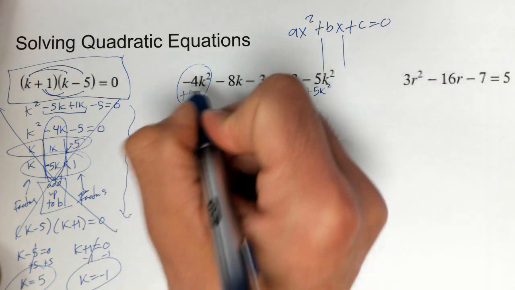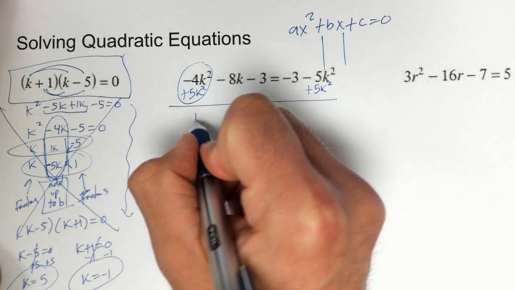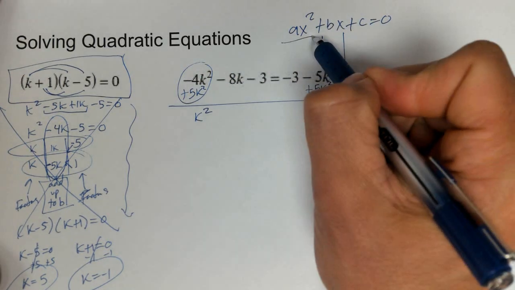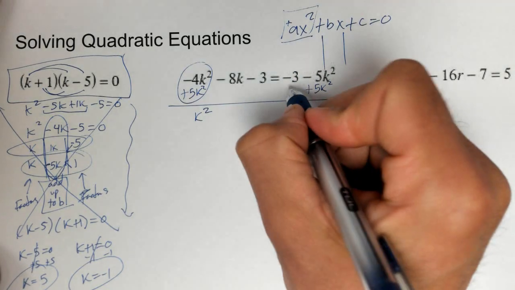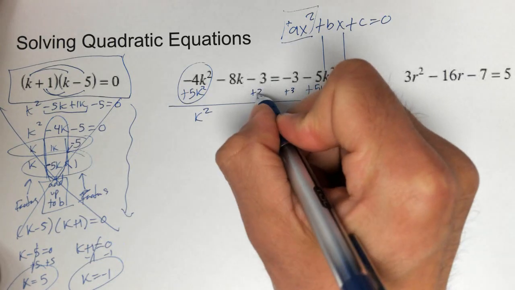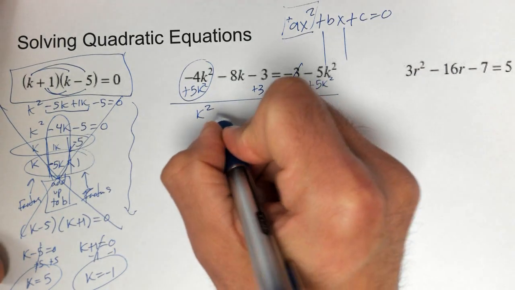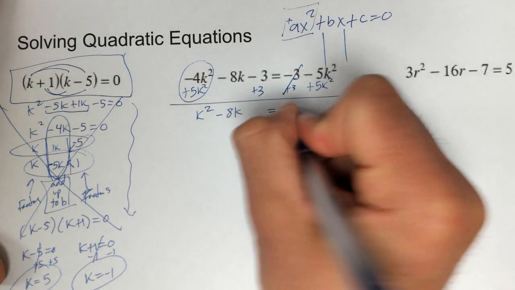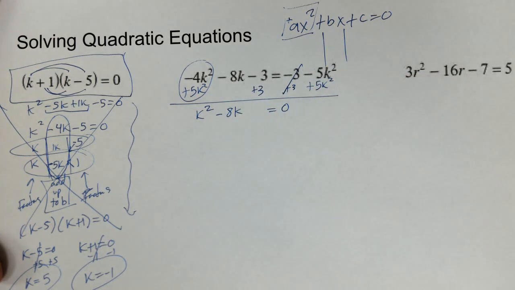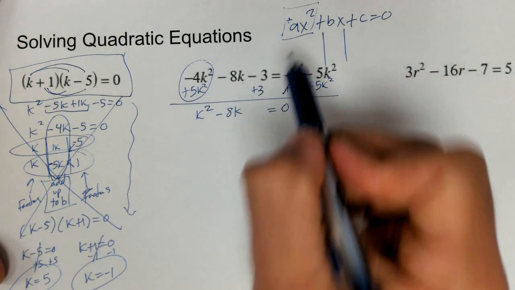This turns into a positive k squared. And that's what I want, right? I want this to be positive. If I move the 3 to the other side, I get minus 8k. There's nothing here, equals 0. Now, it looks like this, right?